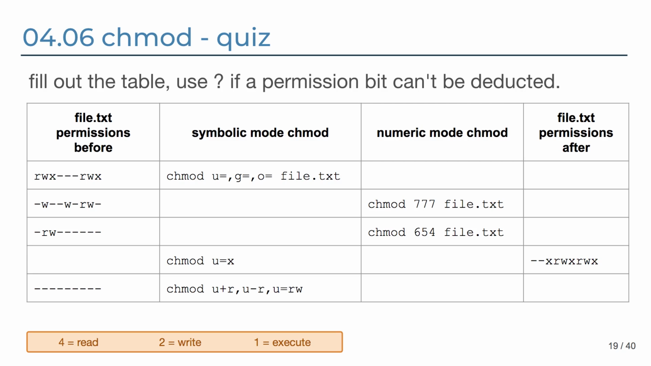Is the whole first row correlated? Yeah. You have the file before the permissions were set, that's the original state, right? Then you run the symbolic mode. Then you want to fill out the corresponding numeric mode. And then you want to fill in what the file looks like after you run either of these commands. Yes, this is your 7 zeros.